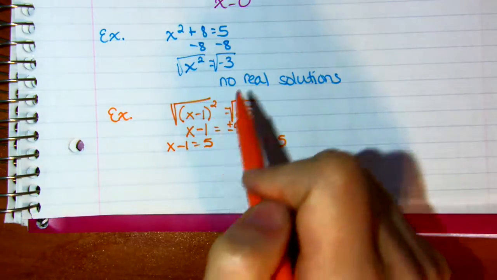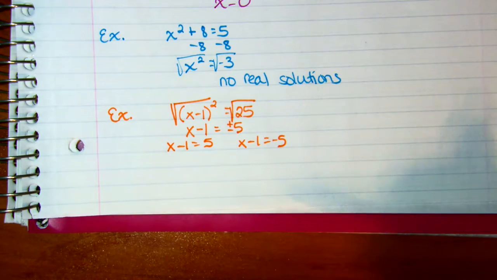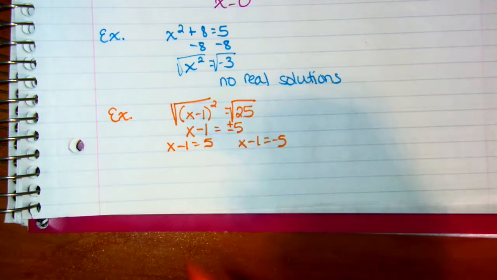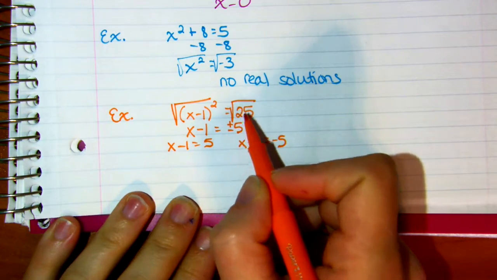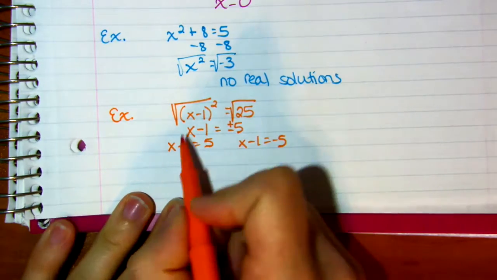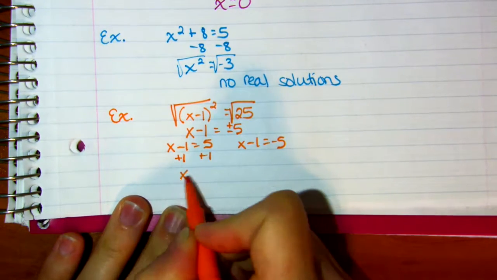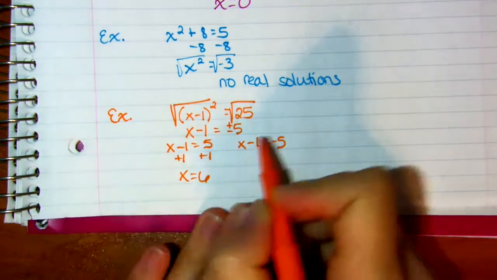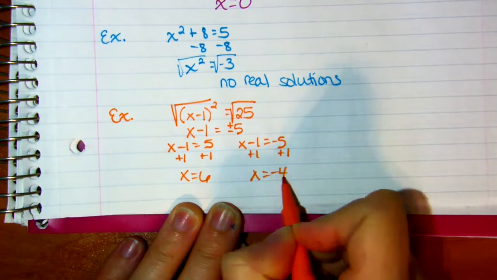So again, if you only do the positive 5, you're only going to get half of your answer. So make sure that you're following the steps and not forgetting that square roots can result in a positive or a negative. So on this one, I'm going to add 1 to each side, and I just get x equals 6. For this guy, I add 1 to each side, and I get x equals negative 4.